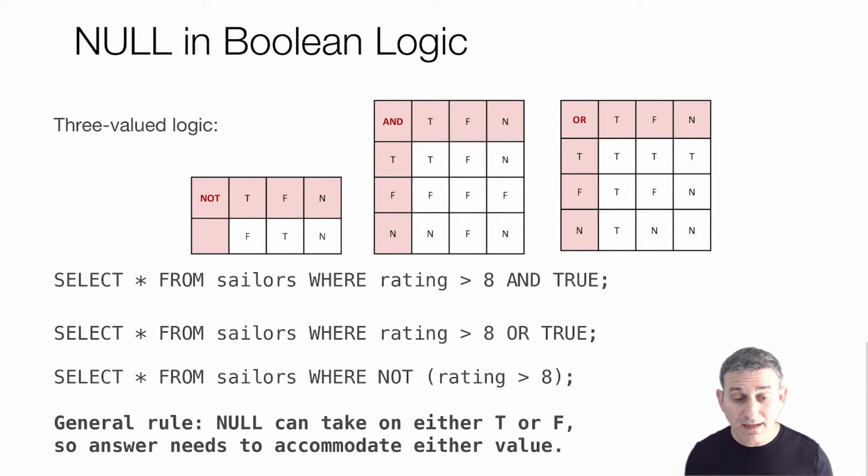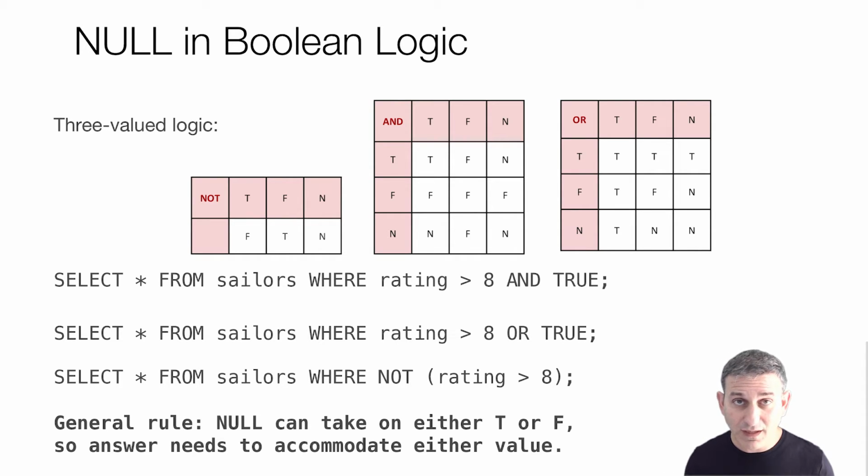Let's look at the second query. SELECT * FROM sailors WHERE rating > 8 OR true. Well, OR true is always true, right? So if you look at the truth table, anything or true is true. So it's okay that rating greater than 8 for Jack Sparrow evaluates to null, because null or true is true. Therefore, the Jack Sparrow tuple will go to the output, along with every other row in the table.